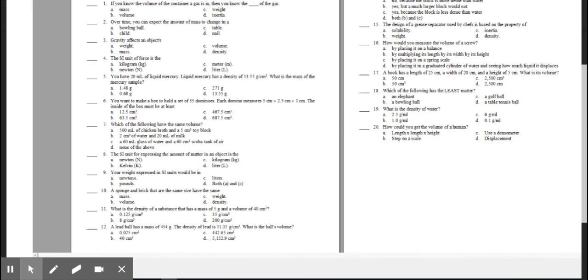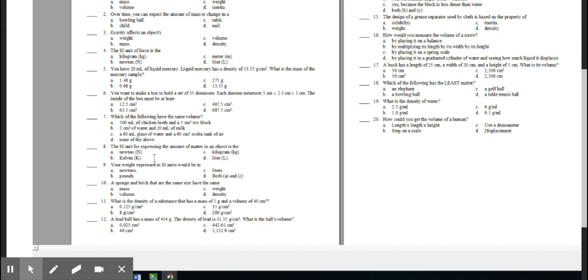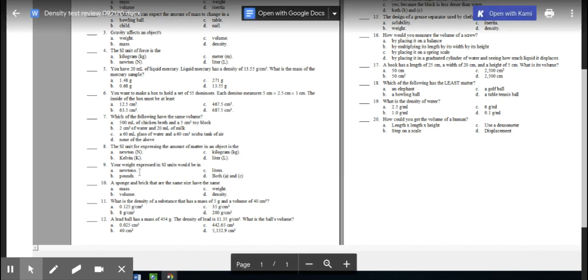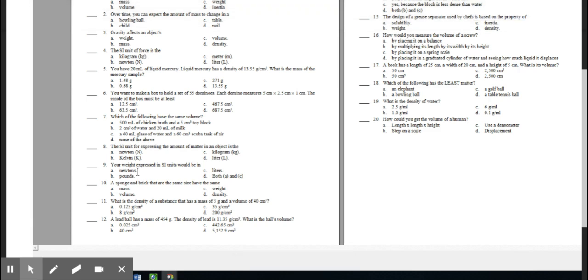Number 8, the SI unit for expressing mass, matter, would be C, kilograms. The weight, again, is expressed in newtons. It's a force. Your weight is a force.